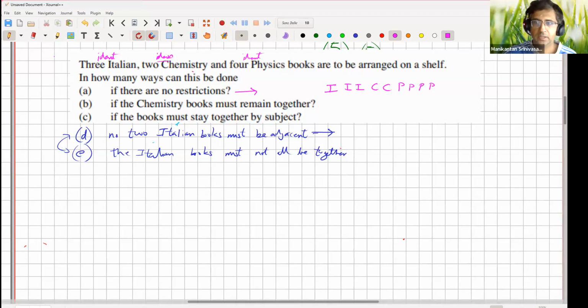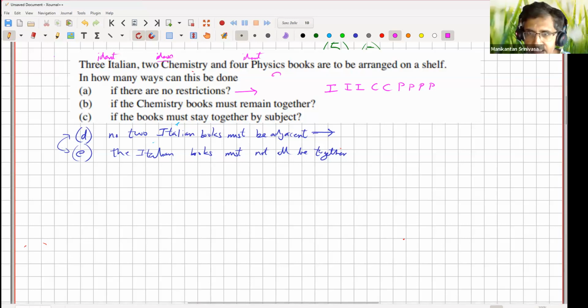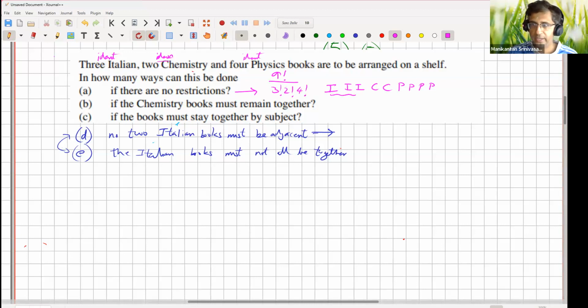Keshav. So, I got 9 factorial over 3 factorial times 2 factorial times 4 factorial. Yeah. We discussed that at the very beginning. It'll be 9 factorial if the letters were distinguishable, but these are identical letters. Therefore, we divide by the number of repeats, right? 3 factorial, 2 factorial, 4 factorial. Okay, that's part A.